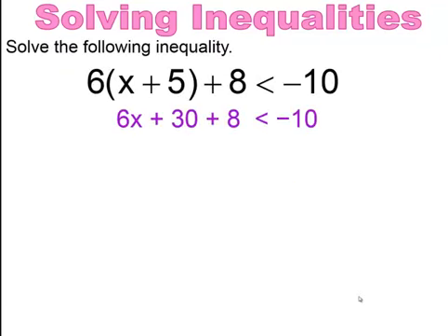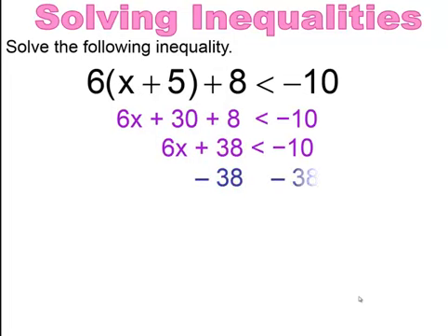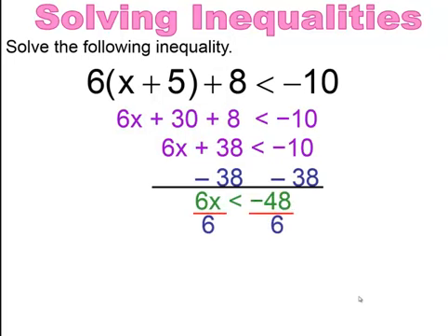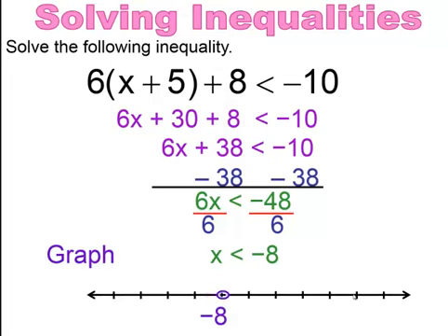So you do the distributive property, you combine like terms, and then you get the variable by itself, subtracting 38, dividing through by 6. Thinking of that rule, do I need to flip? No, because I'm dividing by a positive. So my solution here is x is less than -8. So we're going to graph it. It's going to be an open circle, and we're shading to the left.